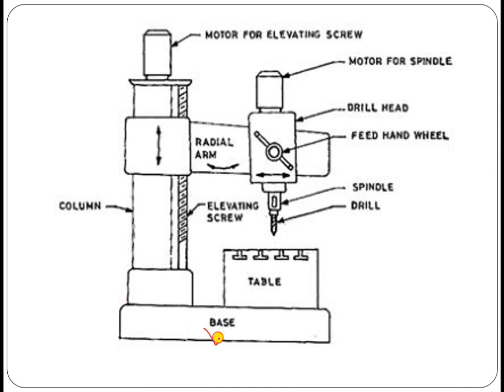So base is the first component. No doubt this is manufactured with a certain kind of ferrous materials along with certain alloys. These are generally the cast parts. On the base you can have the location of this particular column. The second one is the column, the third part is the radial arm, and the fourth one is the table.